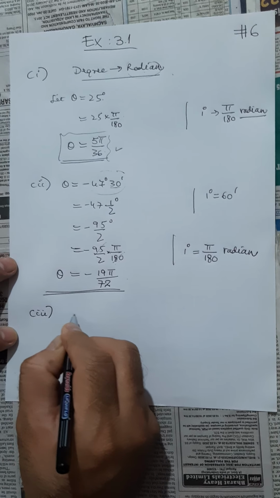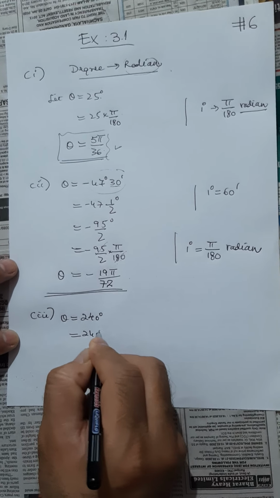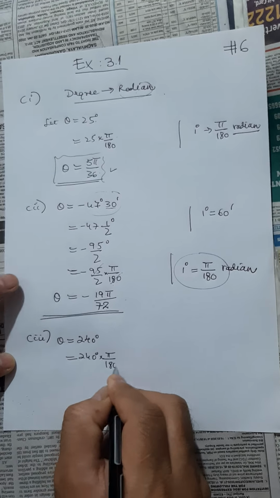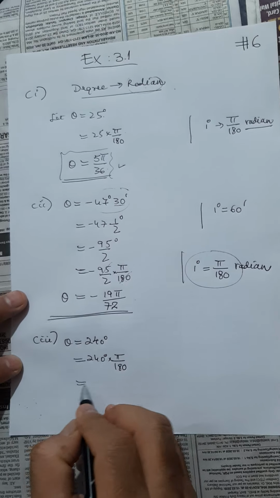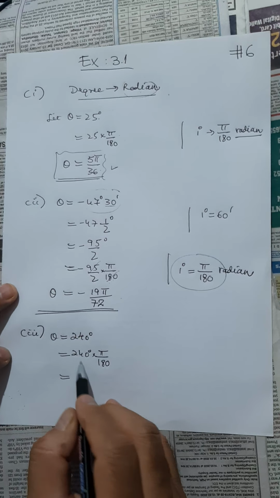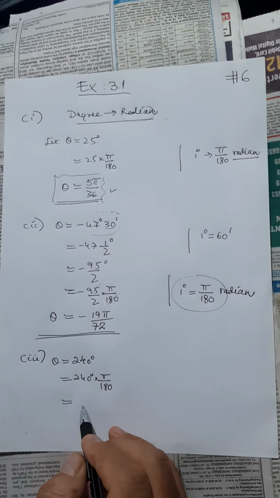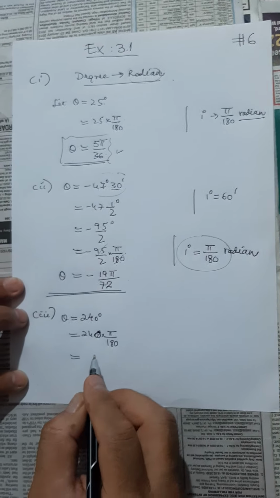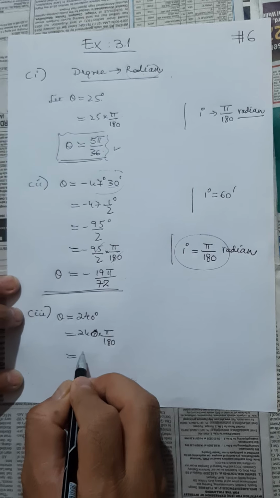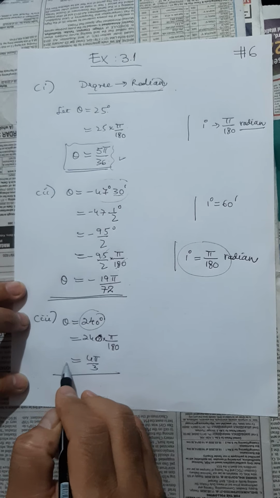Third one is here, 240 degree. Let me call that theta. So I'll convert into the form of radian, multiplying with this factor here, pi by 180. It is in the form of degree now. So this zero goes away. If you reduce it, it would be just 6 fours are 6 threes are, so it would be 4 pi by 3. So 240 degree is the same as 4 pi by 3.